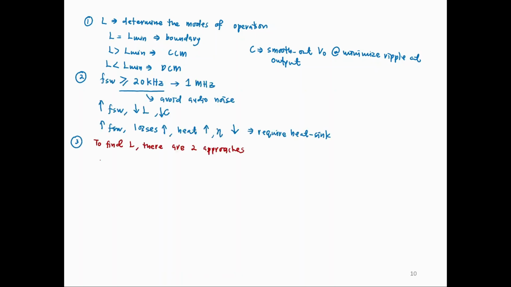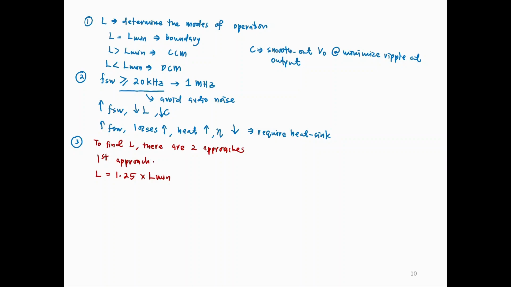Okay, first approach is L is 25% larger than L min. So you need to find your L min, then you multiply by 1.25 in order to get L. This one here, CCM lah.